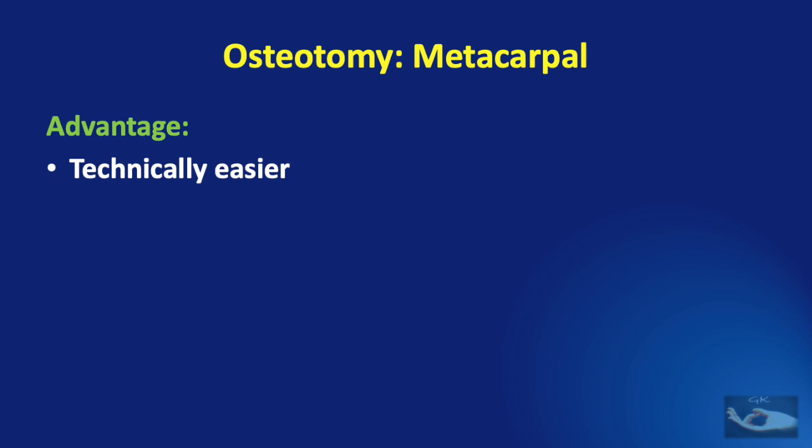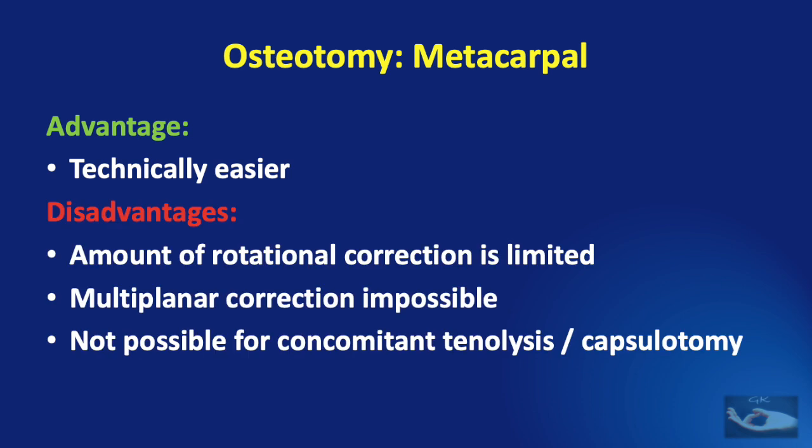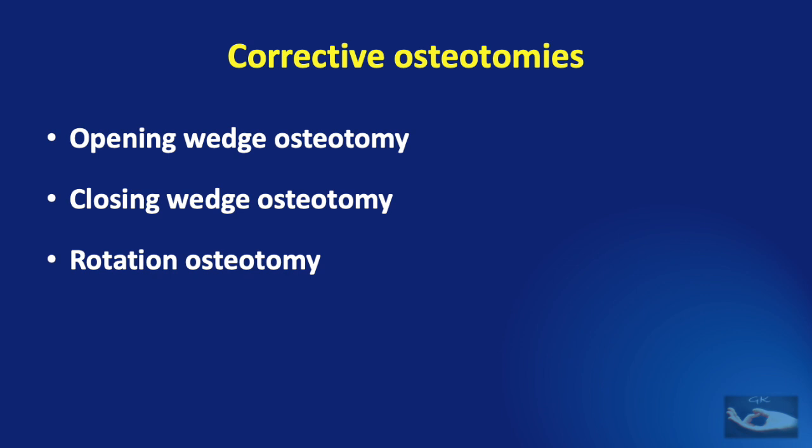Doing an osteotomy at the metacarpal level for a phalangeal malunion has the advantage that it is technically easier, but the disadvantages are that the amount of rotational correction is limited, multiplanar correction is impossible, and concomitant tenolysis or capsulotomy, which may be required, is not possible. Corrective osteotomies at the proximal phalangeal level are ideal. They can be opening wedge osteotomy, closing wedge osteotomy, or rotation osteotomy, which are the most commonly used.